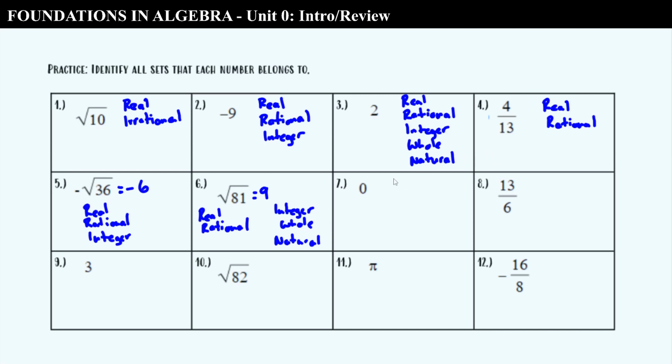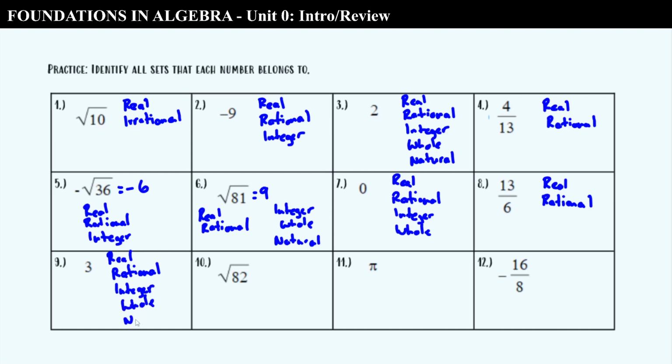The number 0 is real, it's rational, it's an integer, and it's a whole number, but because it's not positive, it's not natural. 13/6 is real, it's rational, but because it doesn't divide evenly, that's as far as we can say. 3 satisfies all 5 because it is a positive number. So it's real, it's rational, it's an integer, it's whole, and it's natural.